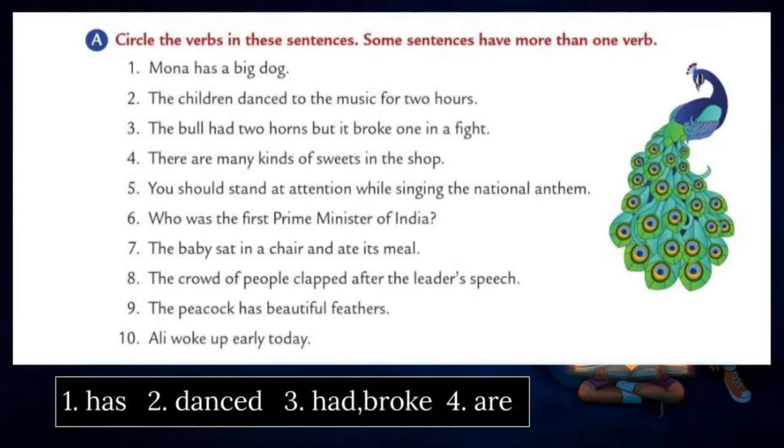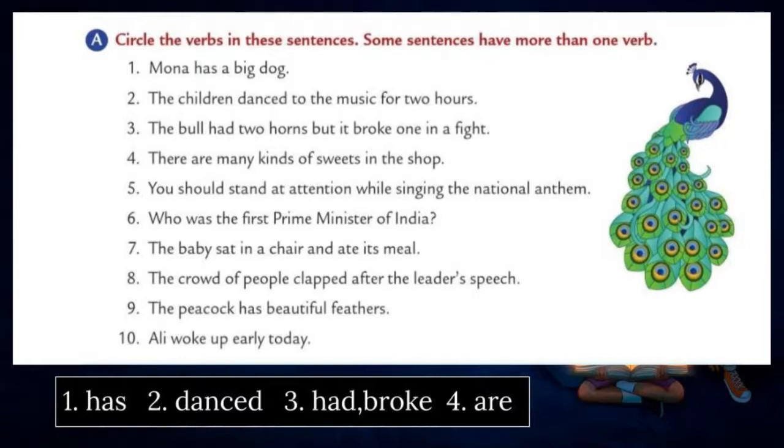So, which one is the verb in the second one? Yes, you're right. That is danced because it's an action. The children danced to the music for 2 hours. Circle the word danced. And the third one, the bull had 2 horns, but it broke one in a fight.